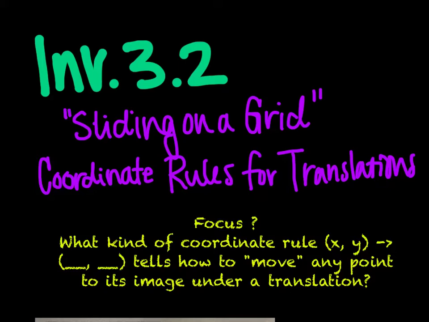Welcome to Investigation 3.2, Sliding on a Grid. Coordinate rules for translations, essentially, are what we're looking at. So we're figuring out how we can slide a shape and look at how its coordinates change. Our focus question is: what kind of coordinate rule for (x, y) tells how to move any point to its image under a translation?